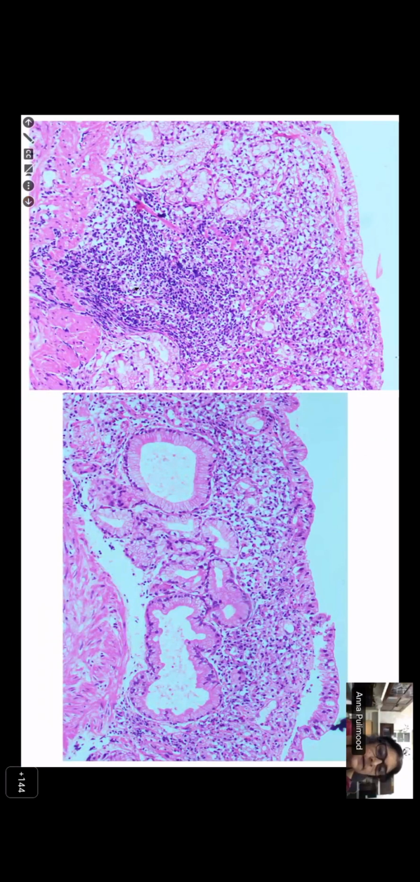So again, you can see here that there's a gap between the glands. And in that gap, there's a lymphoid follicle. So this is focal atrophy with lymphoid follicle formation, chronic inflammation in the lamina propria above.